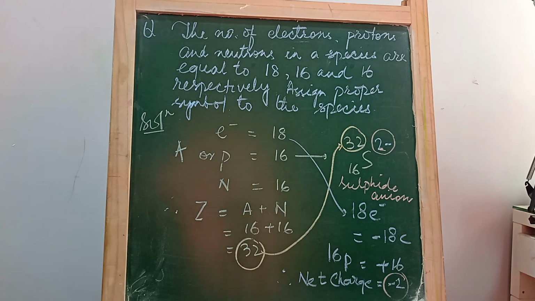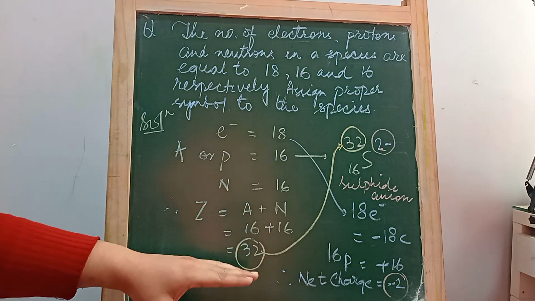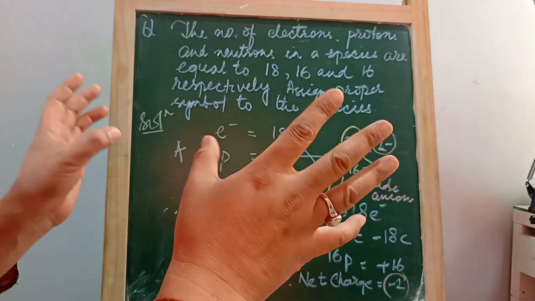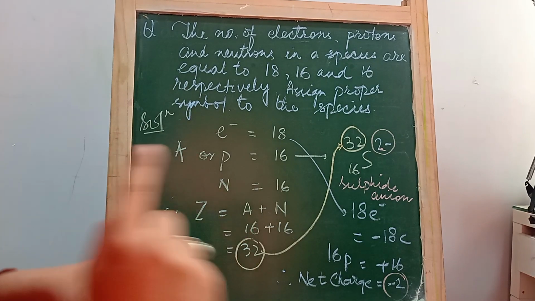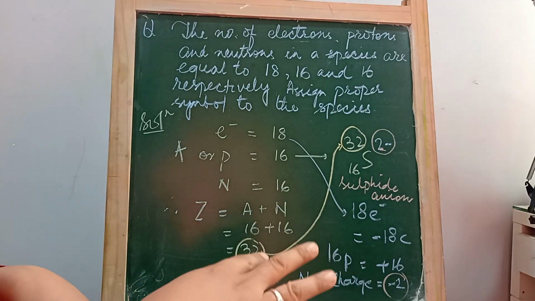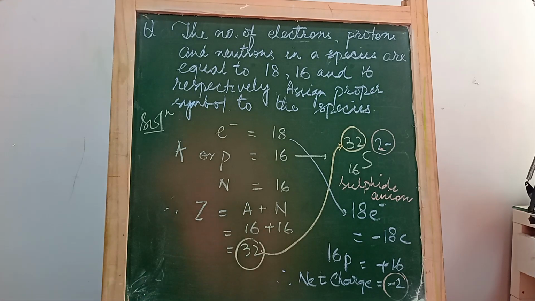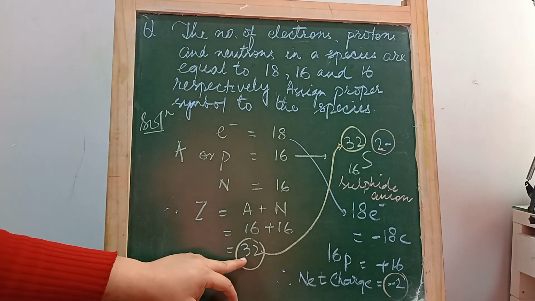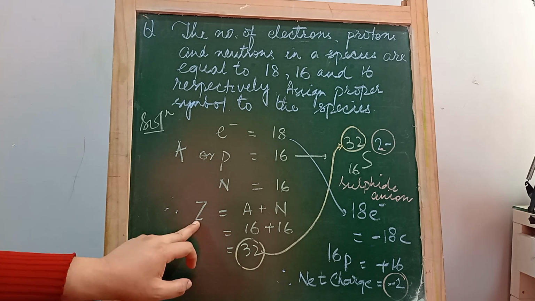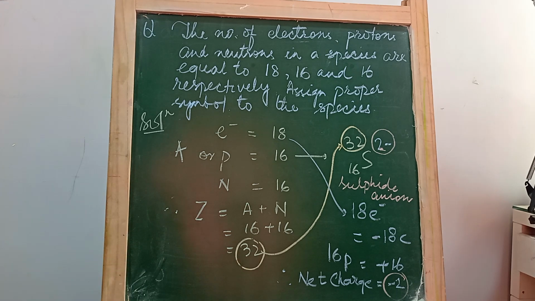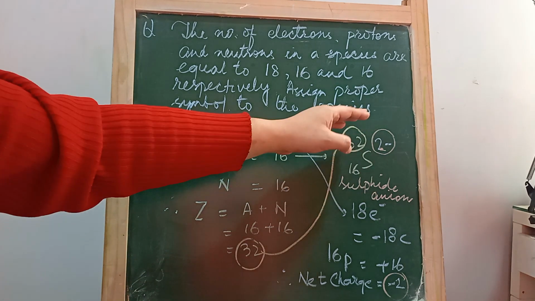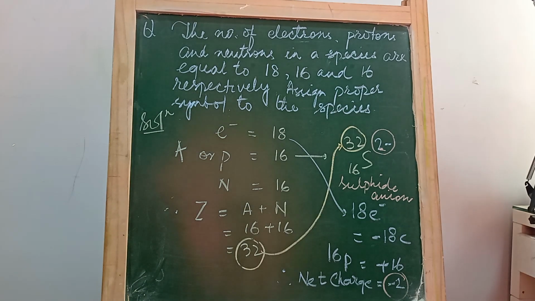So what will be the mass number? The atom's mass is contributed by what is in the nucleus, the nucleons, that is, the neutrons and the protons. So their sum is 16 plus 16, which is 32. This is the mass number, generally denoted by the letter A, and written on the top left side of the symbol. So the mass number is 32.